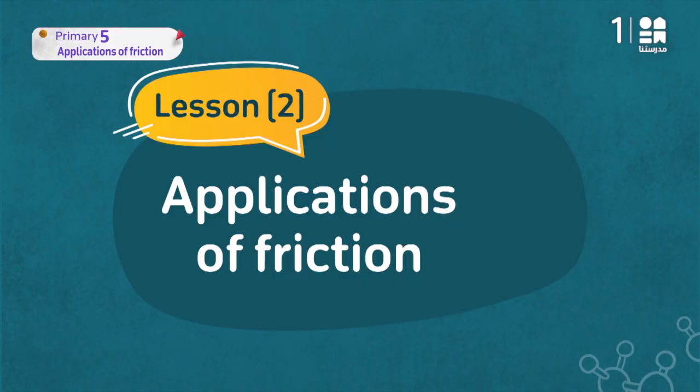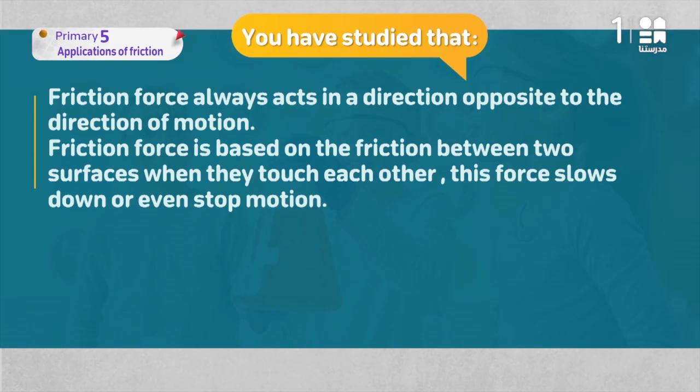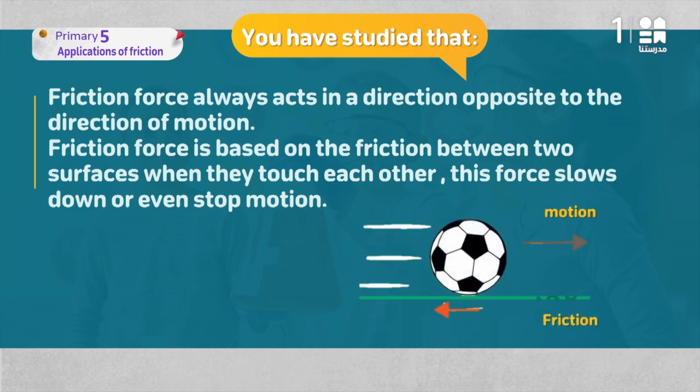Lesson number 2, applications of friction. Before we start our lesson, let's remember the most important points of the last lesson. You have studied that the friction force always acts in the direction opposite to the direction of motion. The friction force is based on the friction between two surfaces; there must be two surfaces touching each other, in contact. This force slows down or even stops the motion of the moving object. تمام؟ يبقى احنا دلوقتي افتكرنا the most important points of the last lesson.